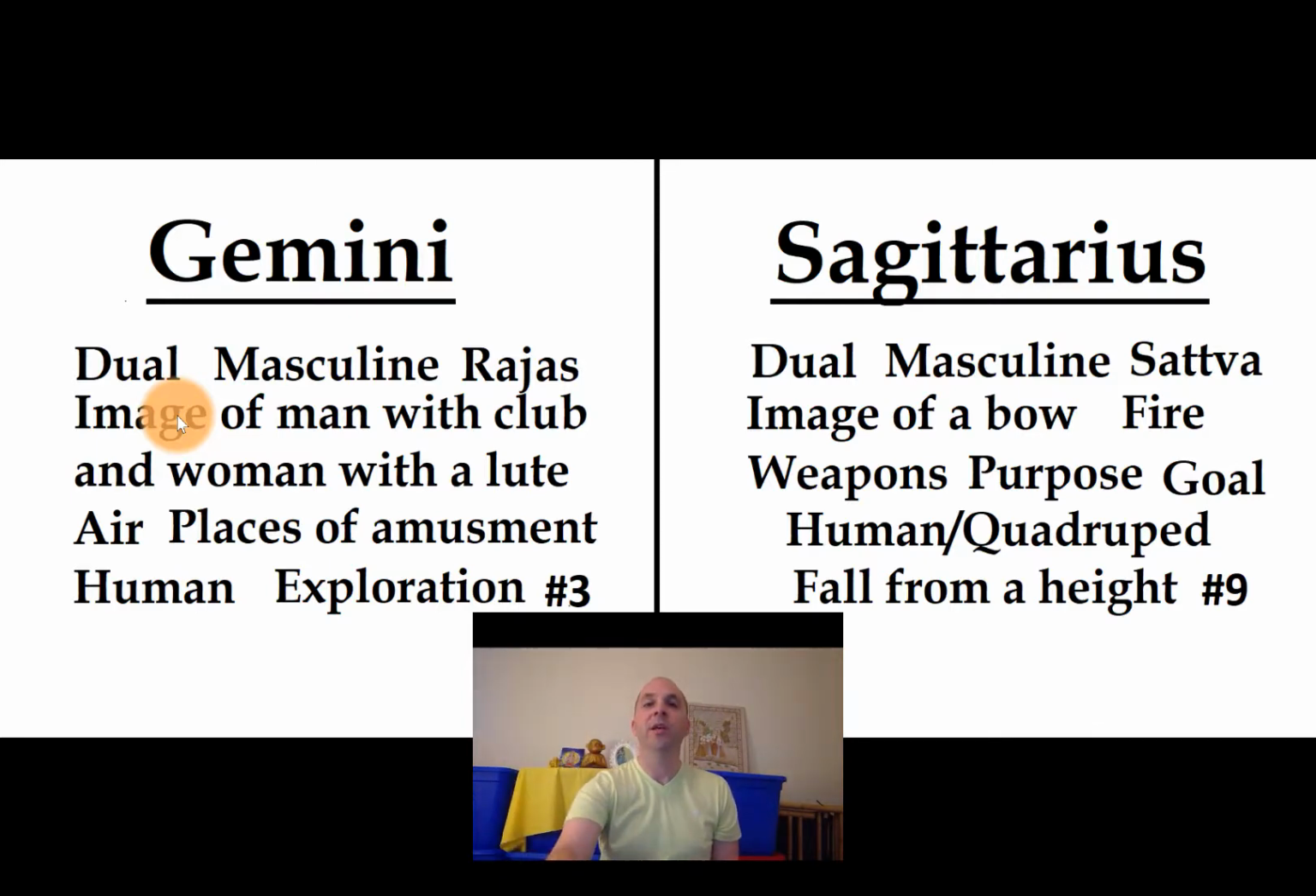Now, Sagittarius I have here because in Yavana Jataka, it describes it as an image of a bow. And believe me, I tried to write on here the whole idea of another image of Sagittarius, which I'll describe right now. This is related to the human/quadruped nature of Sagittarius. Sagittarius is known to be a man with a bow, but with the body of a horse. So it's like a centaur, basically. And so it's a dual nature.